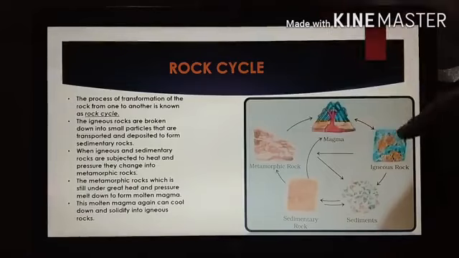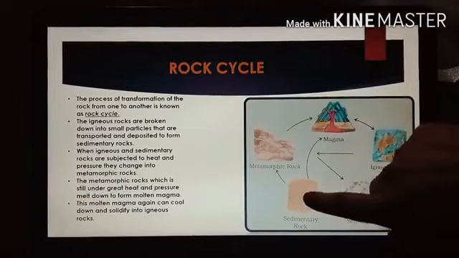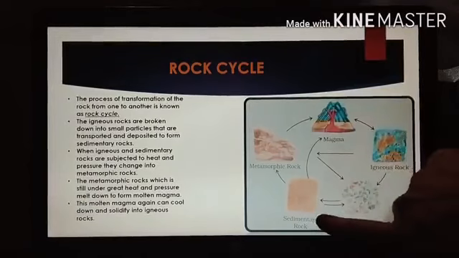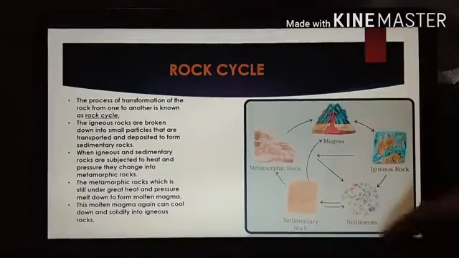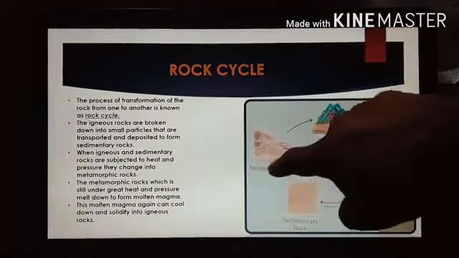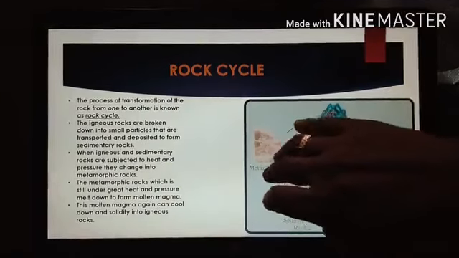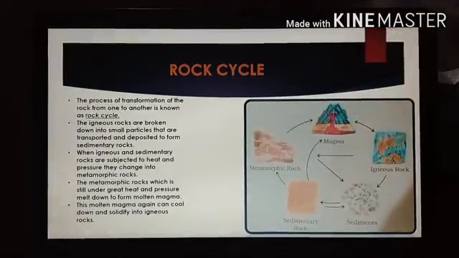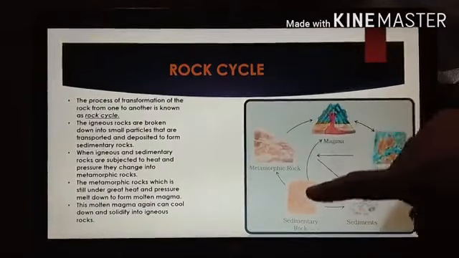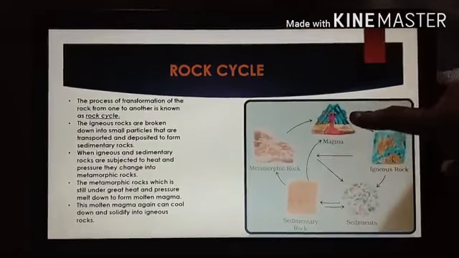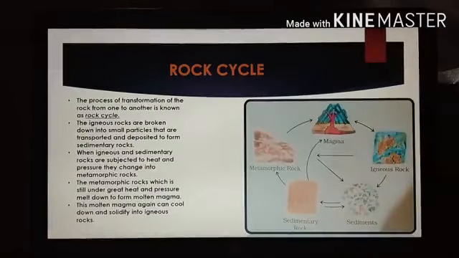Igneous rock can also transform into sediments, and these sediments turn into sedimentary rock. Under high heat and pressure, it transforms into metamorphic rock. After that, metamorphic rock under high pressure and temperature will convert into magma again. Sedimentary rock can also convert into magma. Then again magma becomes igneous rock. So this whole cycle is known as the rock cycle.